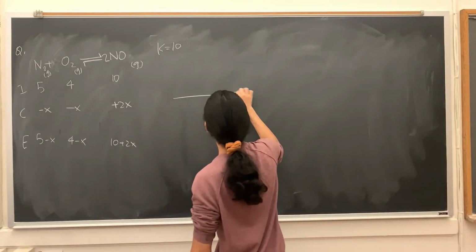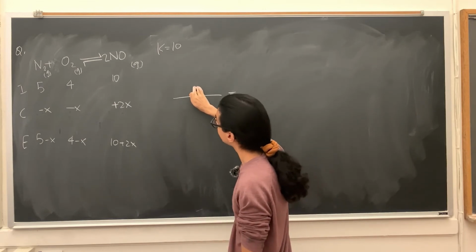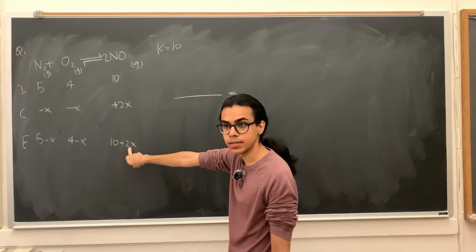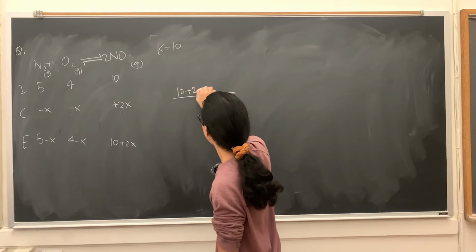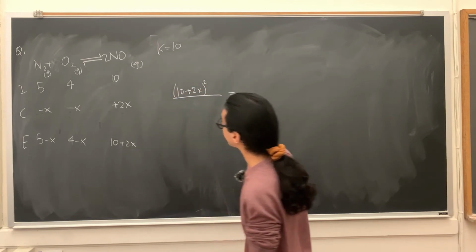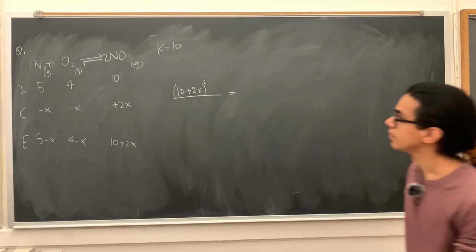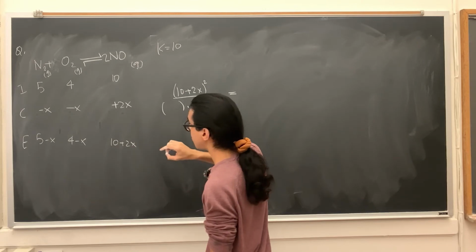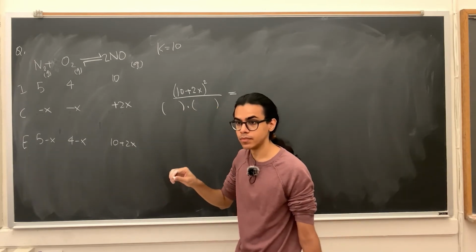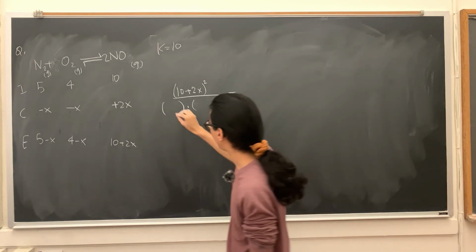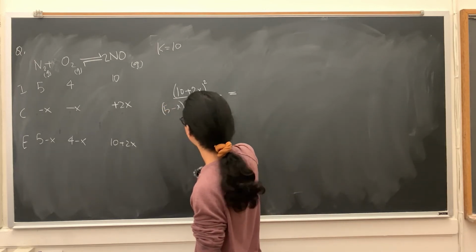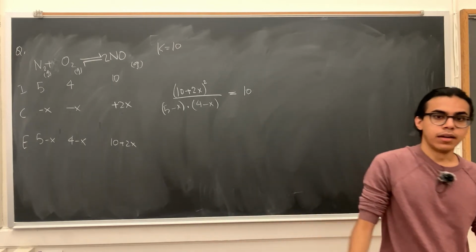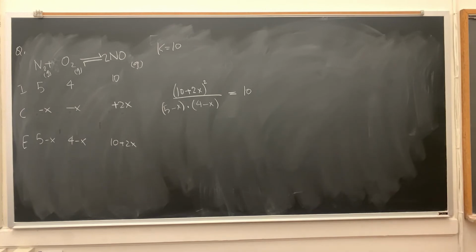Great. Let's write down the expression. What goes on top? NO, because that's the product, which is 10 plus 2x, squared. What goes on the bottom? Yep. The reactants, 5 minus x and 4 minus x. This equals 10. Quadratic again. Solve for it.